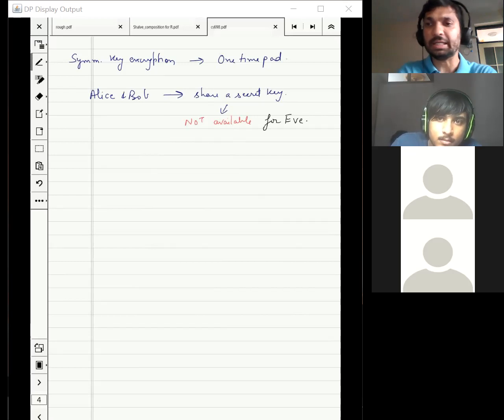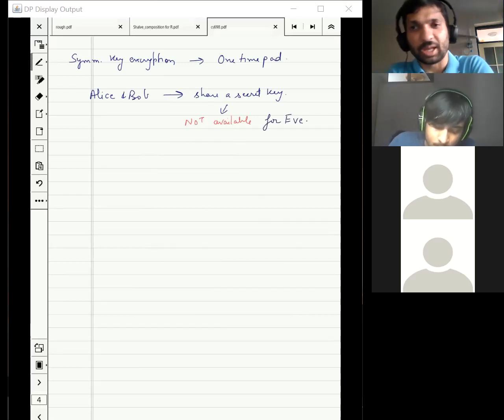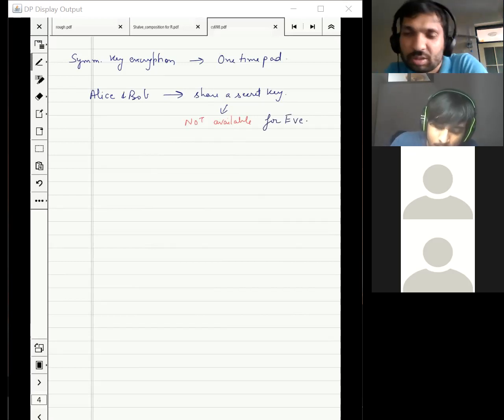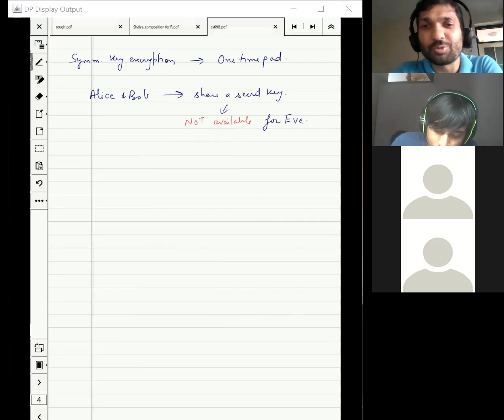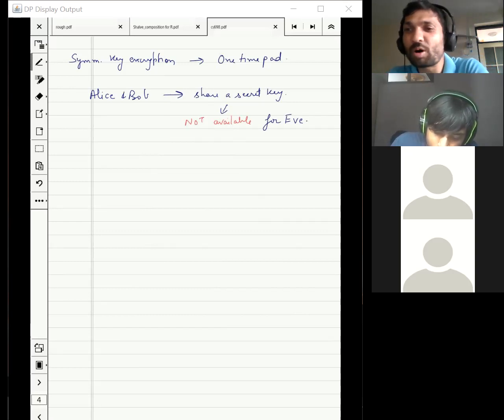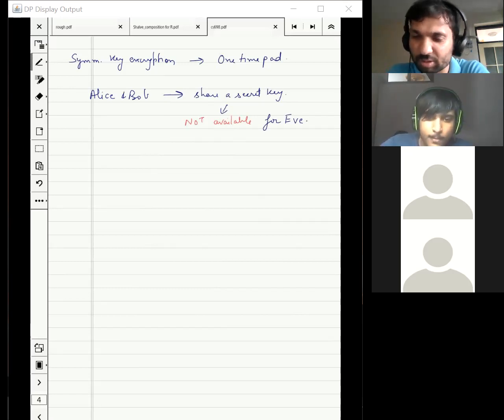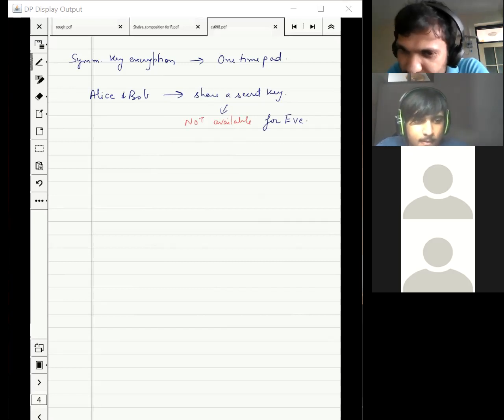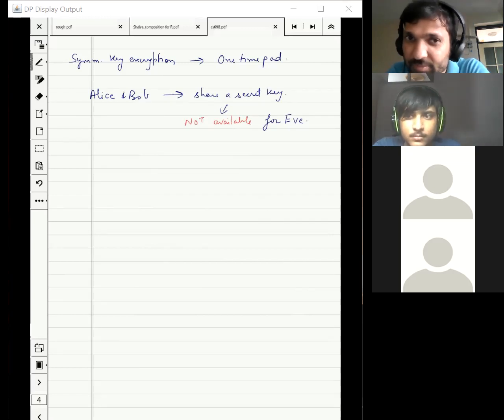available to Eve, right? Now, if you look at it closely, you might ask, then what is the use? When Alice and Bob meet and share a secret key, they could as well share the message, right? So why is that not a problem? Why is symmetric key encryption still helpful? Because, I mean, for multiple times, if they want to share the message.